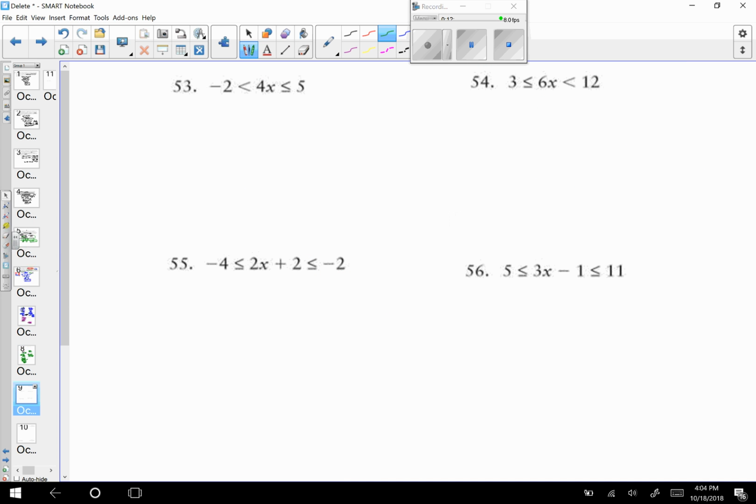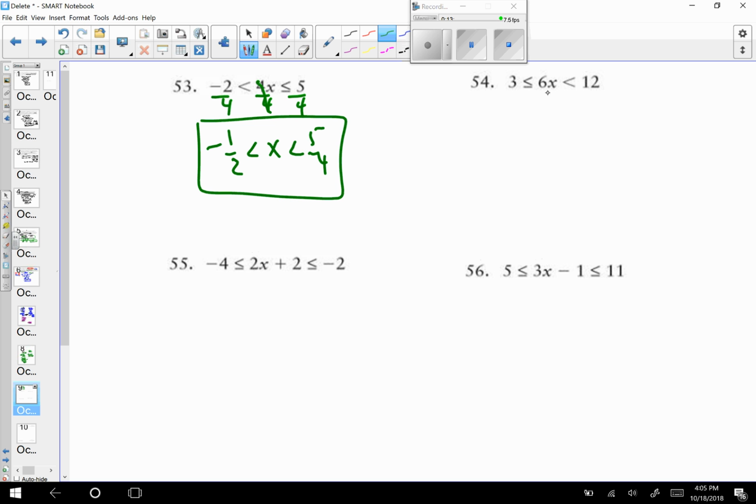All right, almost done. So over here, we want to get that x by itself. So what we do is divide everything by 4. The only time you have to remember to switch these inequalities is when you divide by a negative or you multiply by a negative. So right now we're not dividing by a negative, we're dividing by a positive, so we're good. So we have negative 2 over 4, which is negative 1/2, reduces, right? Less than x, less than 5 over 4. Final answer.